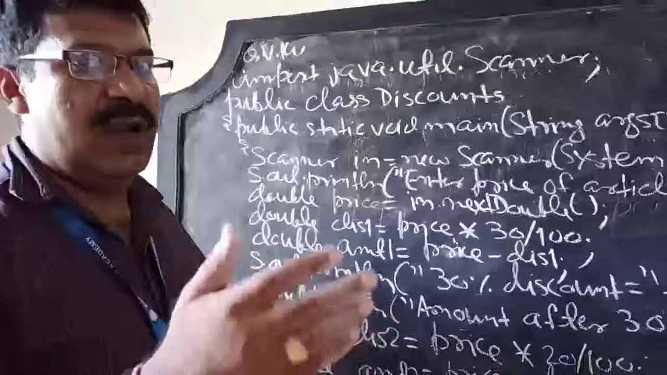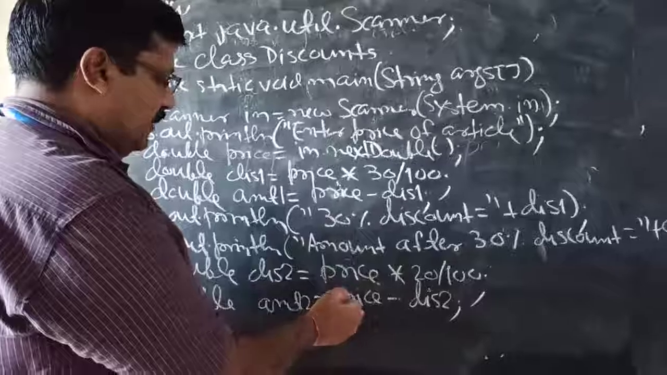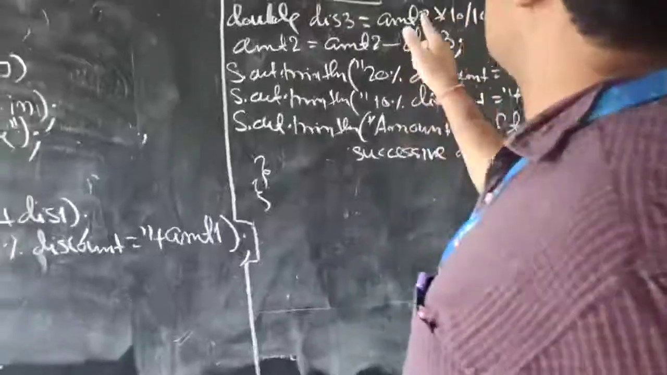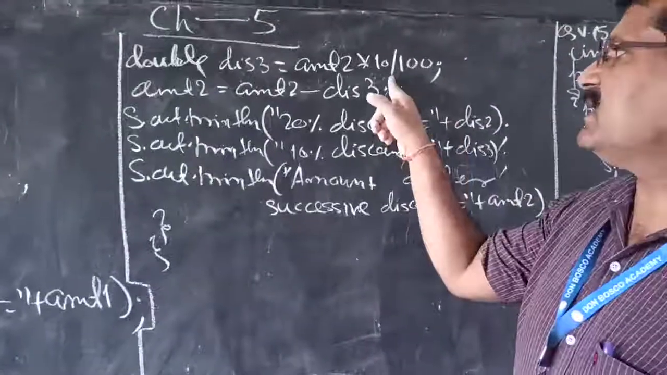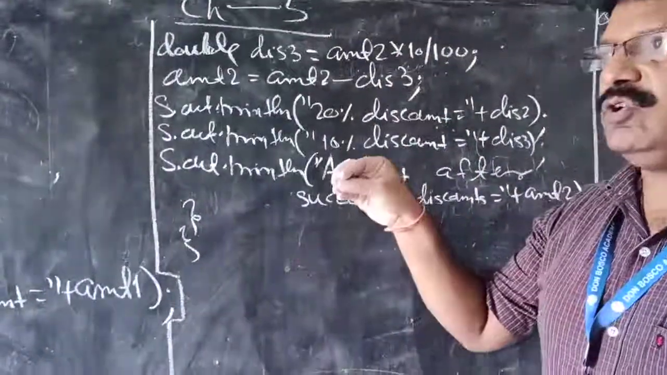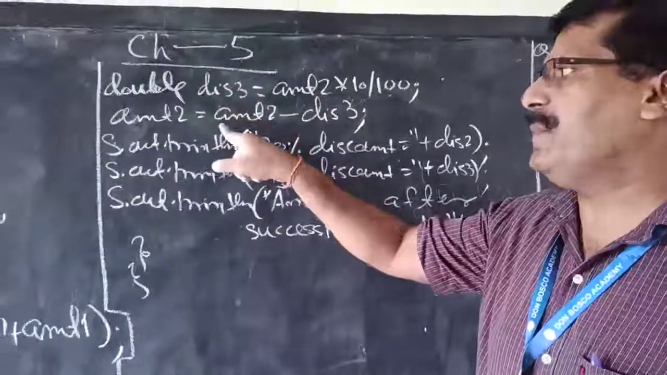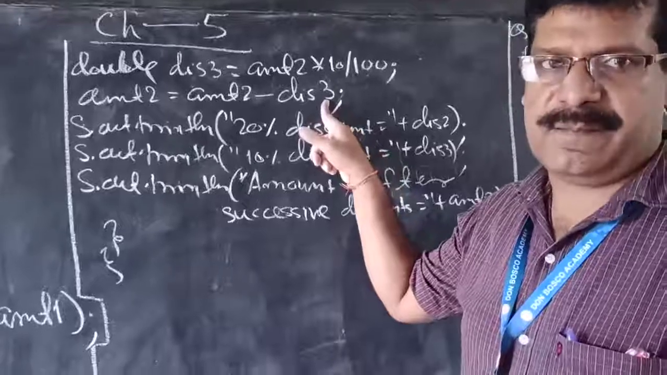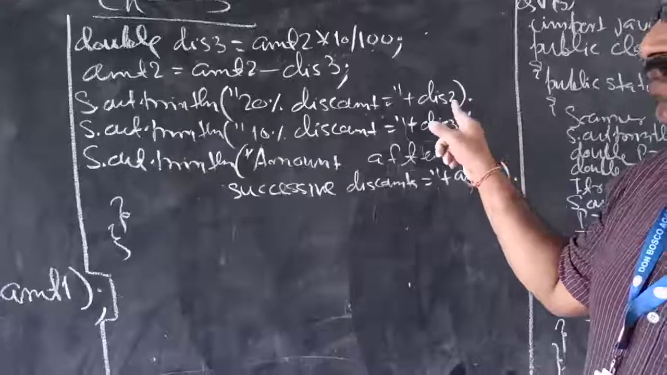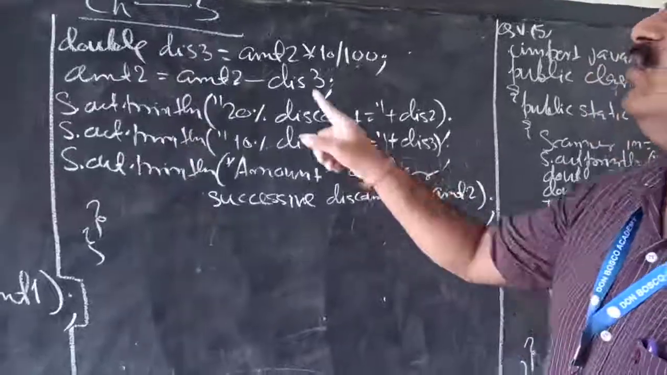Now it is a successive discount, 10% again. The remaining amount is the price minus the 20% discount. So discount3 is 10% of the remaining amount, amount2 * 10 / 100. What will be the amount to be paid after both discounts, that is first 20% and then 10%? The amount to be paid will be amount2 minus discount3. Okay. So System.out.println 20% discount = discount2, 10% discount = discount3, and amount after successive discount = amount2.